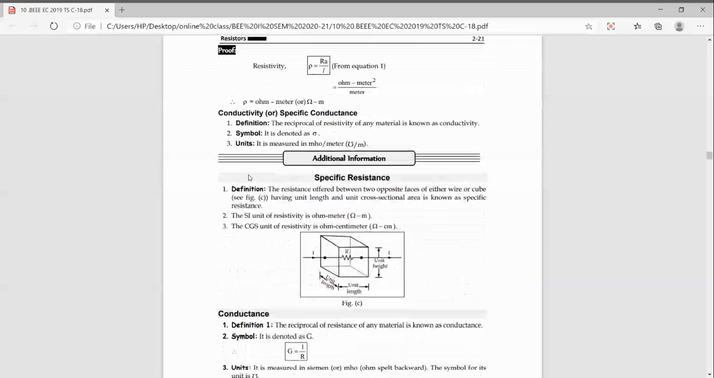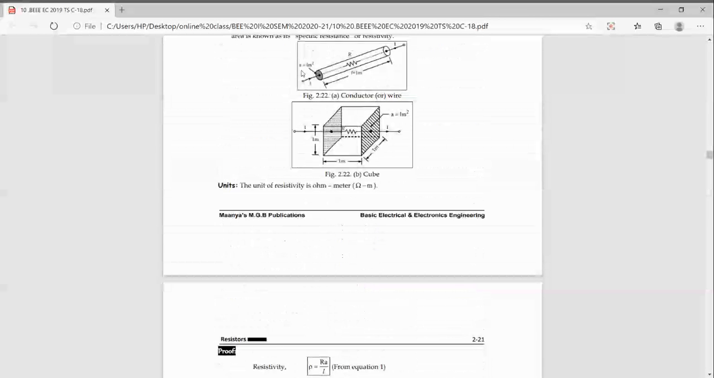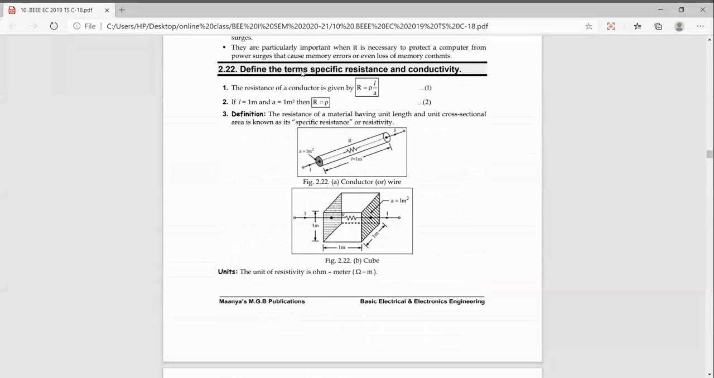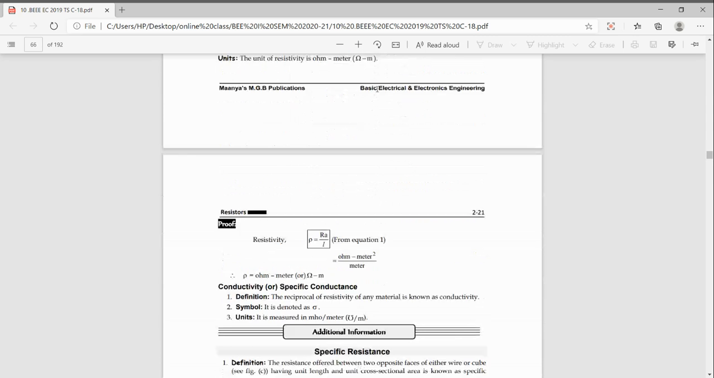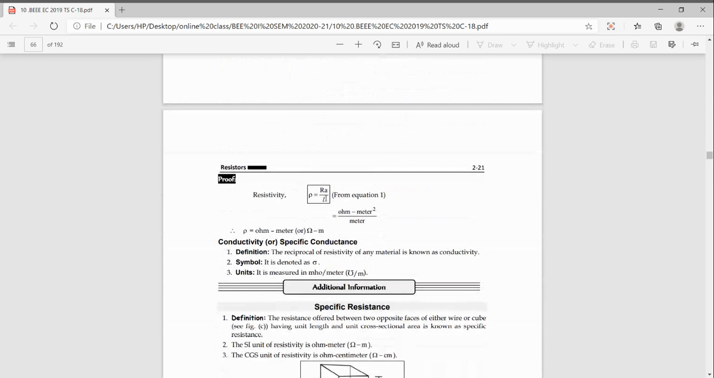We can write this in a formula. We know already that R is equal to rho into L by A. So from this equation we have to find what is rho. So rho is equal to R into A divided by L, which is equal to ohm into meter square divided by meter. Meter will get cancelled. Then the final unit is ohm meter. So rho units is ohm meter.